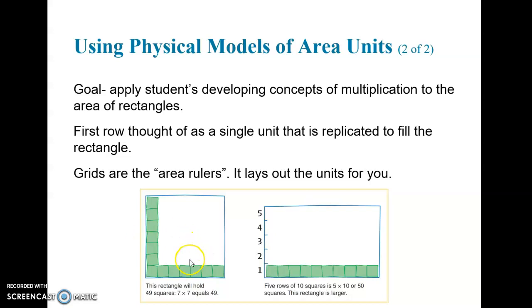So in the figures below, they measured one side with square tiles, 7. They measured the other side, 7. 7 rows of 7, so it'll be 7, 7, 7, 7, 7, and 7, which would be 49. And the other one, they have the first row is done, which is 10, and then they'll have 5 separate rows of 10, which makes 50.